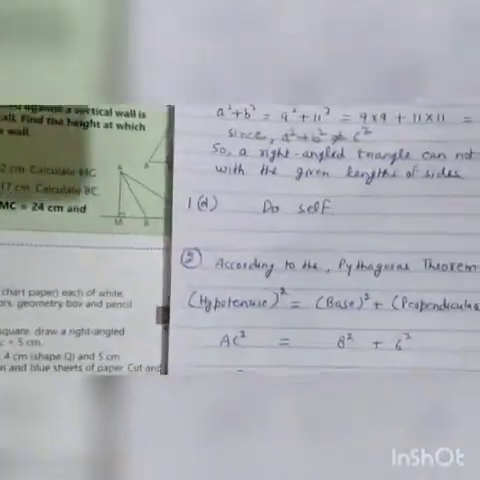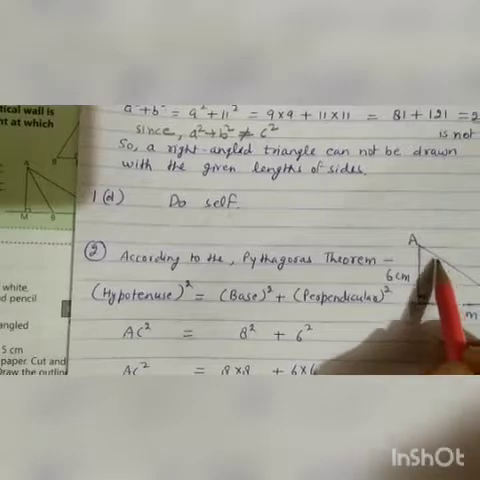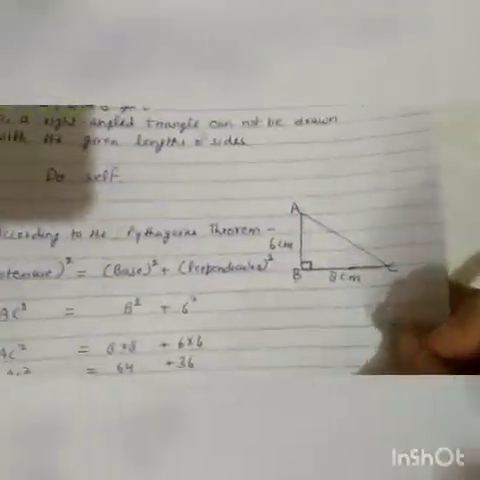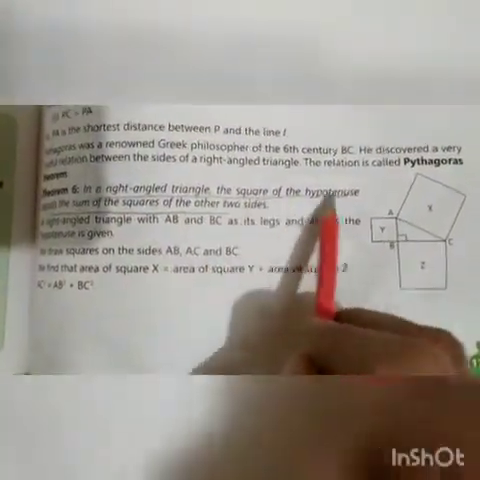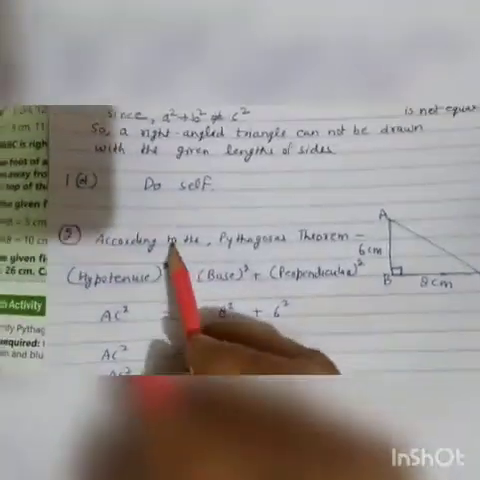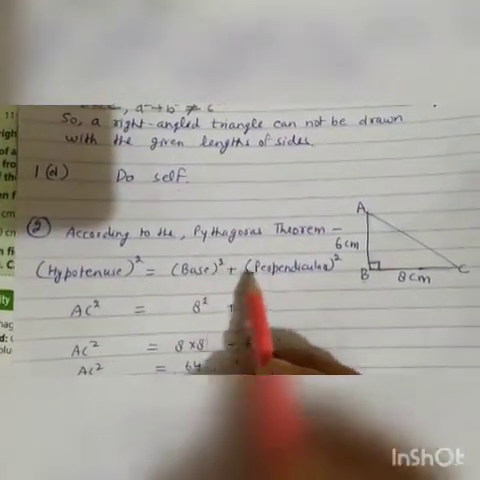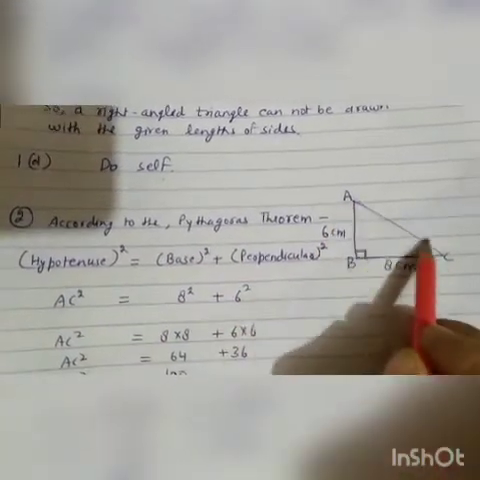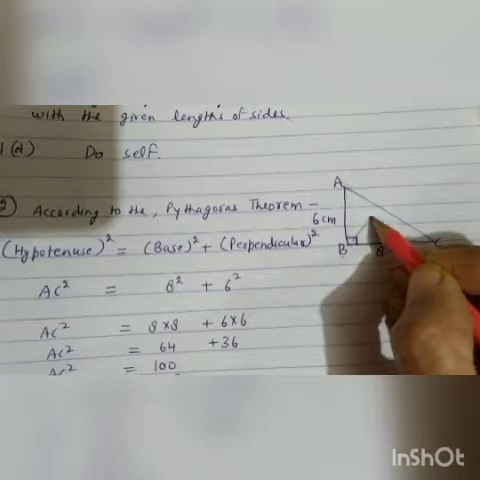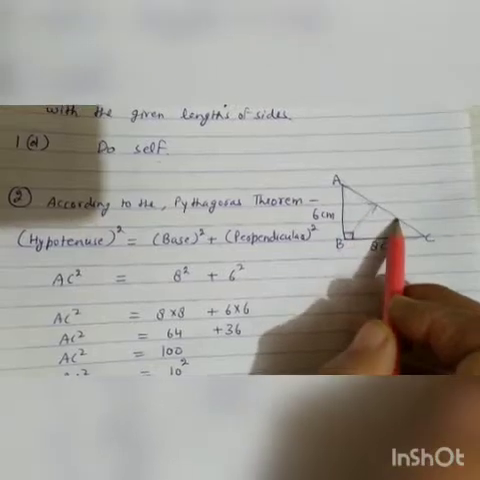Now AB is 6 centimeter and BC is 8 centimeter. We have to calculate this AC. Now we will use this one. In a right angle triangle, square of the hypotenuse equals the sum of the square of the other two sides. See, according to the Pythagoras theorem, hypotenuse square is equal base square plus perpendicular square. Hypotenuse is this AC because this is the side opposite to the 90 degree angle, and the side opposite to the 90 degree angle or right angle is known as hypotenuse.